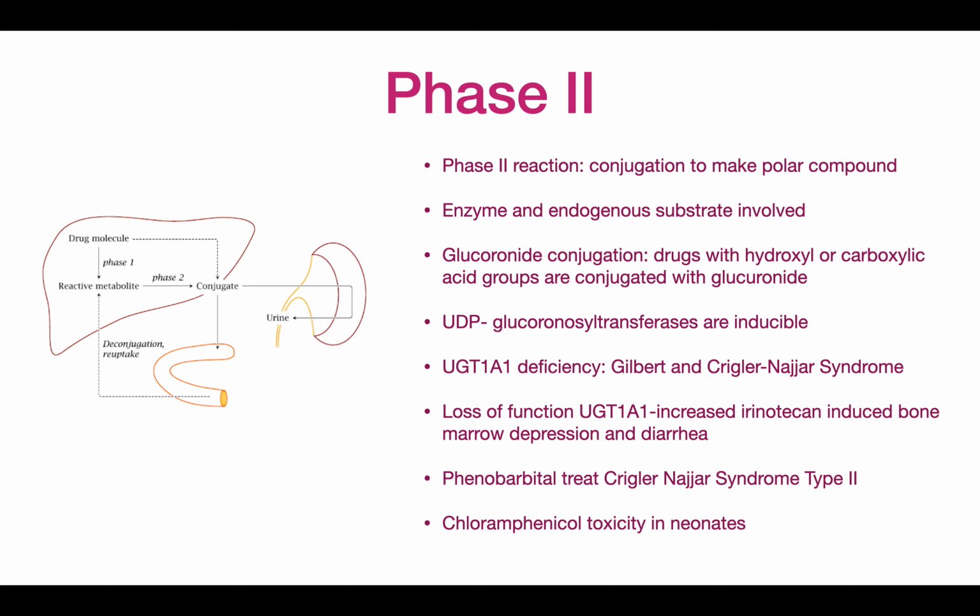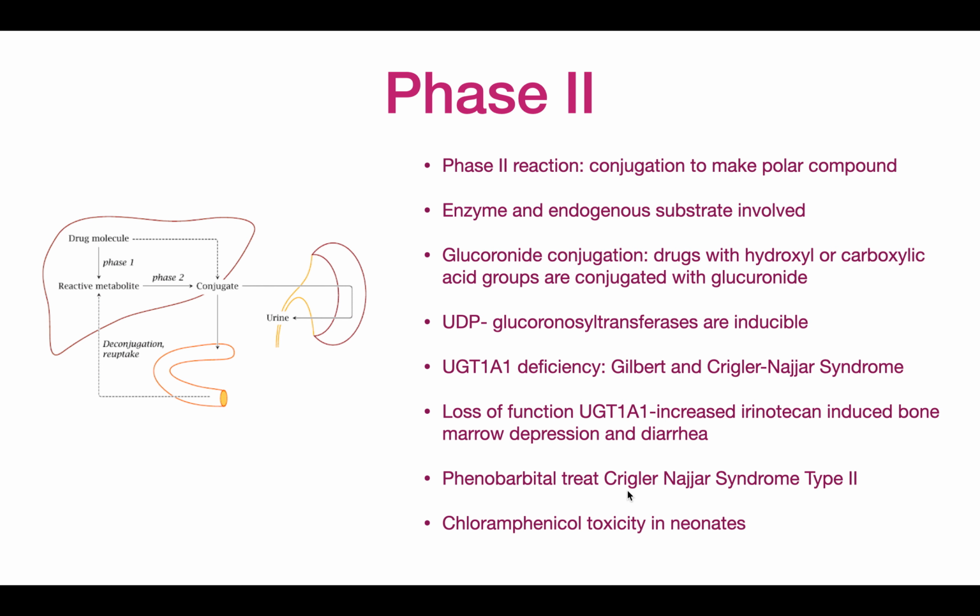Phase 2 is when the liver conjugates things. Enzymes and endogenous substances are involved. UDP enzymes are inducible. UGT1A1 deficiency is going to lead to Gilbert and Crigler-Najjar syndrome. And the loss of function of this enzyme is going to increase irinotecan toxicity, inducing bone marrow depression and diarrhea. Phenobarbital can be used to treat Crigler-Najjar syndrome, only type 2 though.